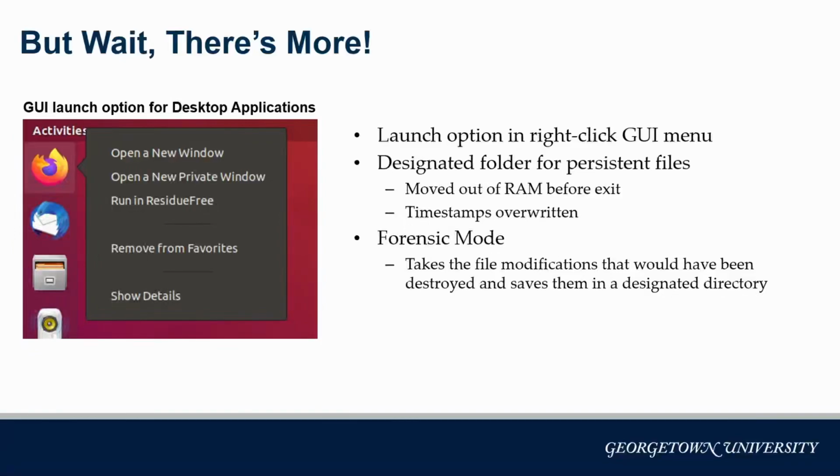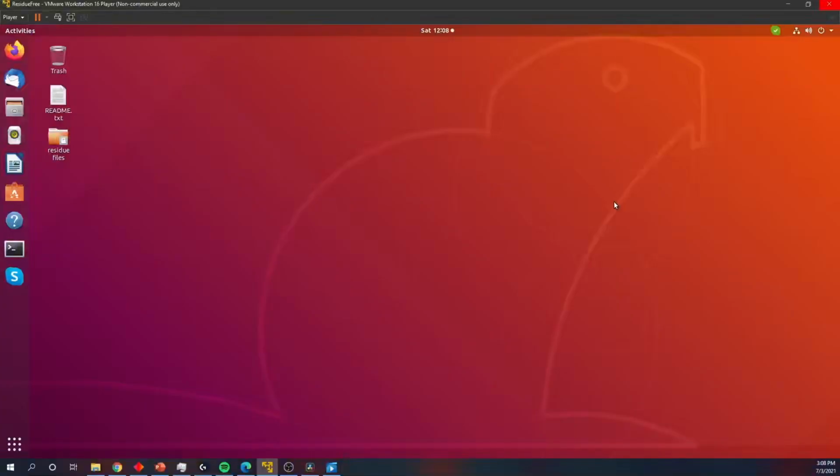For researchers, we also added a forensic mode, which functions just like the residue free we just described, except instead of storing then destroying all file modifications in a volatile RAM disk, they're just saved in a designated location on the user's file system, which makes it trivial, especially when combined with diff, to isolate the specific file changes caused by an application. Alright, here's a demonstration of how Residue Free works and the features it can provide.